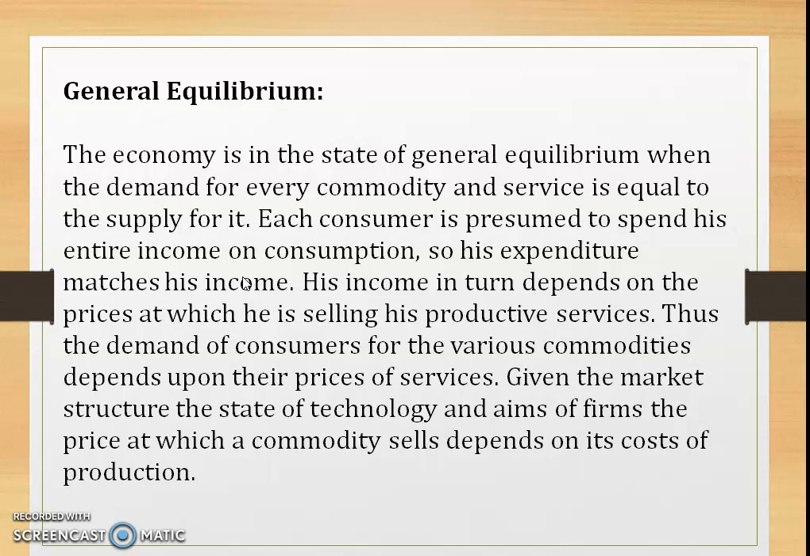The economy is in a state of general equilibrium when the demand for every commodity and service is equal to the supply for it. Each consumer is presumed to spend his entire income on consumption, so his expenditure matches his income. His income in turn depends on the prices at which he is selling his productive services. Thus, the demand of consumers for the various commodities depends upon the prices of services. Given the market structure, state of technology and aims of firms, the price at which the commodity sells depends on its cost of production.